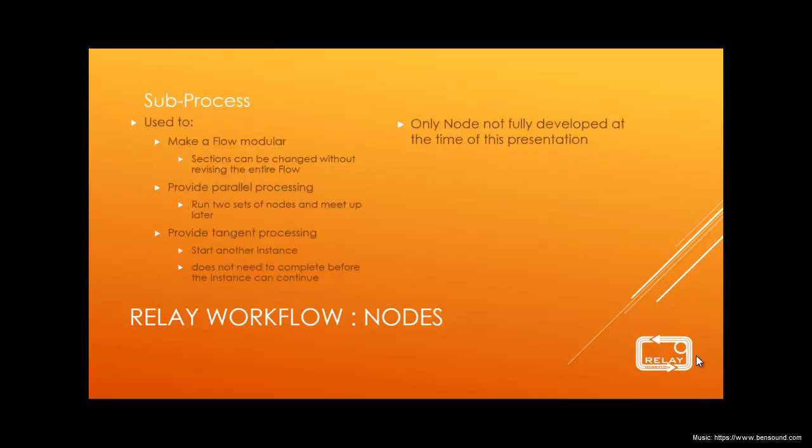As of the time of this presentation, the subprocess node is not enabled for Relay, but it is designed. This node will provide a number of benefits for future releases of Relay. It will allow flows to be made modular, where the impacts of changing the process can be further reduced. It will also allow parallel processing, where a path can diverge, complete different steps in isolation, and then meet up down the line to continue the whole flow.